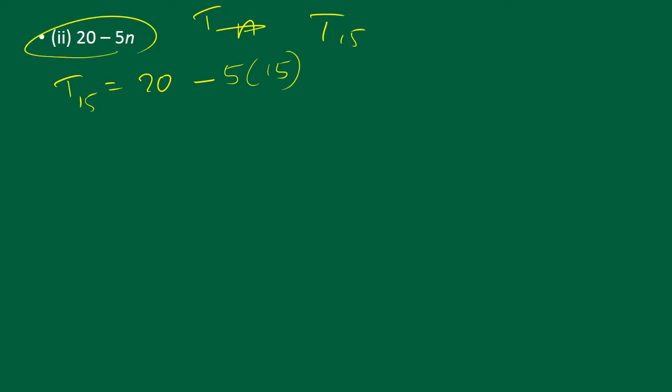So here you have to find the T15, right? So then T15 is 20 minus 5 into 15. You are just using this formula. This is the pattern, right? And you get 20 minus 75. That means minus 55. T15 is minus 55.